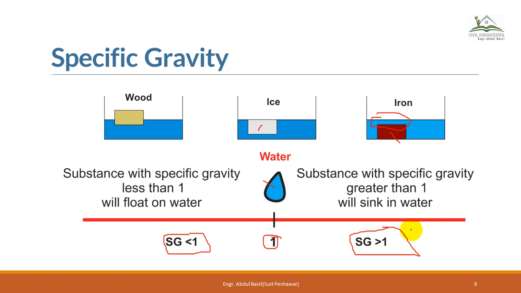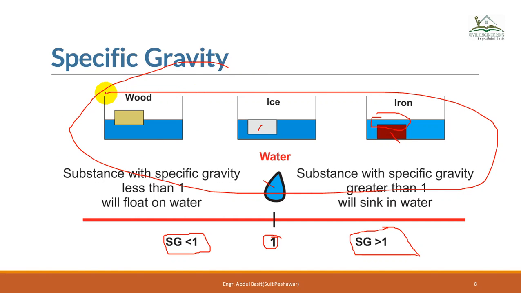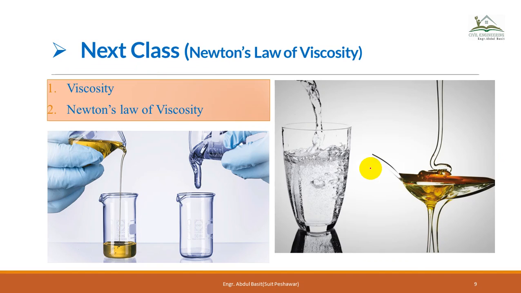The same is the concept with wood, which has a specific gravity less than water. Ice has a specific gravity equal to water, and iron has a specific gravity greater than water. So this will be the situation for all of these substances. And that's all about this topic.